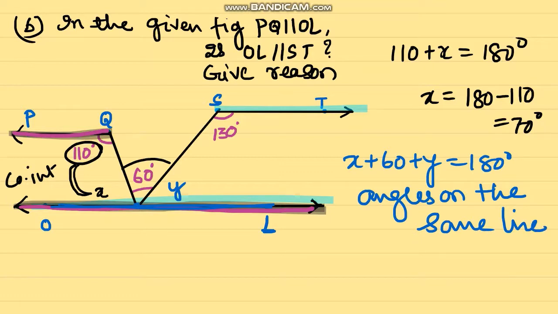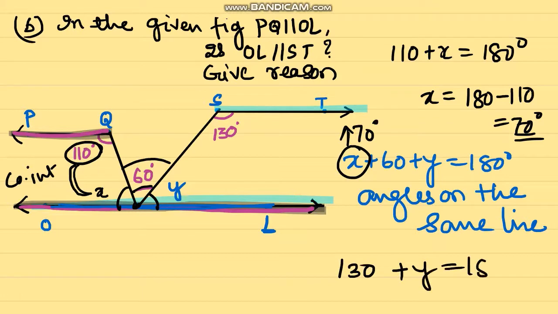See here, if you see this point here, this is X, this is 60 and this is Y. So from here the value of X is 70. This is 70, just we have calculated. So 70 plus 60 is 130, plus Y equal to 180. So Y will be equal to 50 degrees.